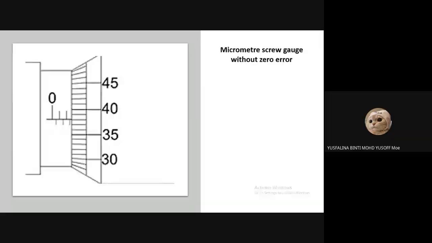Okay, micrometer screw gauge. How do you read this one with no zero error? So 0.5, 1, 1.5, 2, 2.5. Are there any questions?